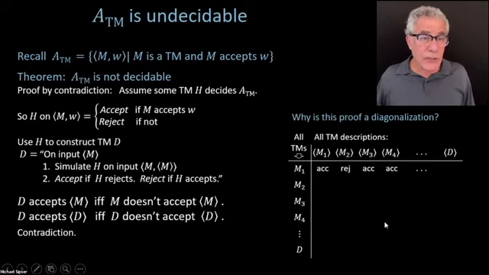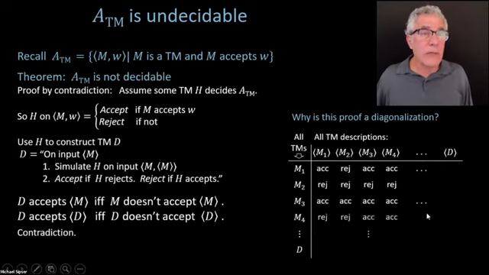H could get the answer to any of the elements in this table, because it can test whether M4 accepts the description of M3. So H could fill out this table. So maybe M2 is a machine that always rejects. It's a very unfriendly rejecting machine. M3 is a very friendly machine. It accepts all inputs. M4 rejects some and accepts others.